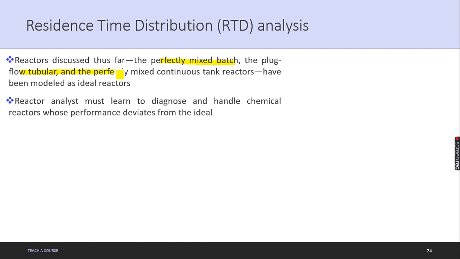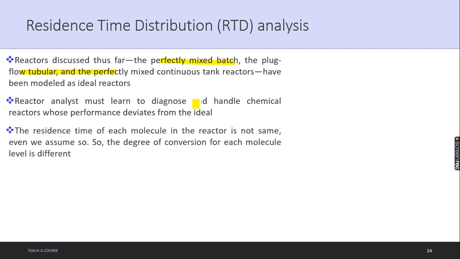We'll see most of the time the reactor flow will not be an ideal one, and we must know how to analyze and how to diagnose this kind of reactor performance, and how it is deviating from the ideal scenario. So the residence time of each molecule in the reactor is not the same. Even if they are going together, for example in a mixed flow reactor, those molecules which are going together at any moment are not necessarily staying in the reactor for the same time period.